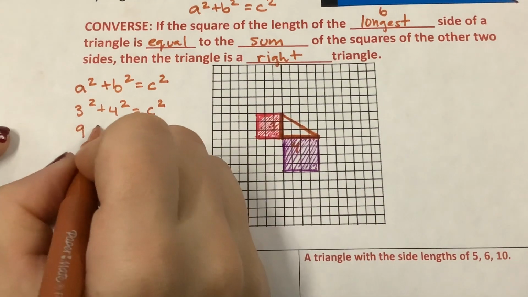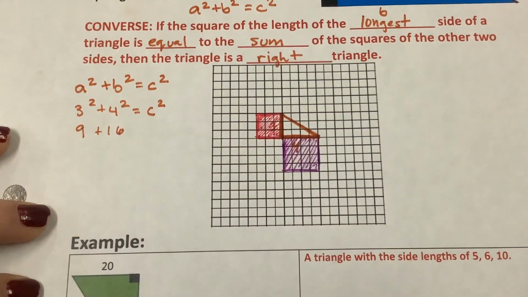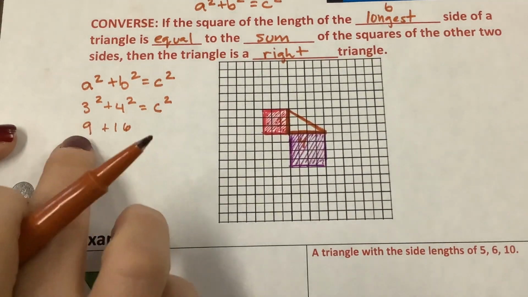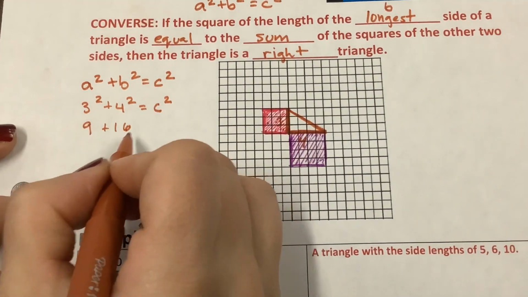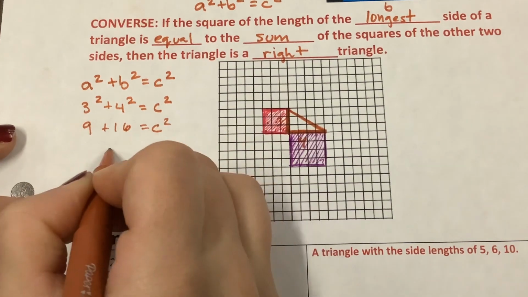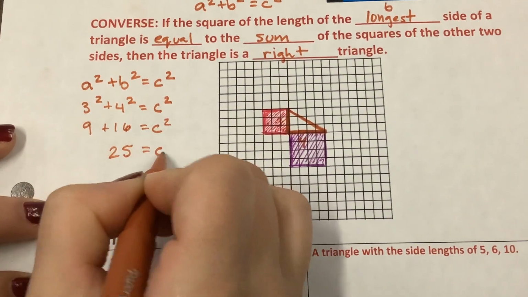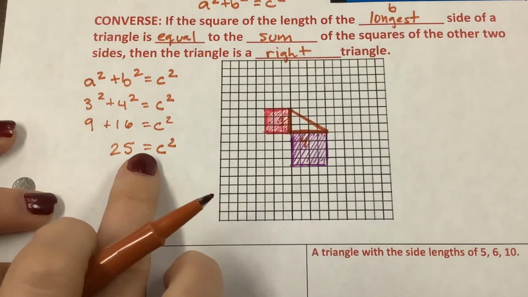4 times 4 is 16. Okay? And 9 and 16, because we said the sum of those. So 9 and 16 is how much? 25. So 25 is equal to c squared.